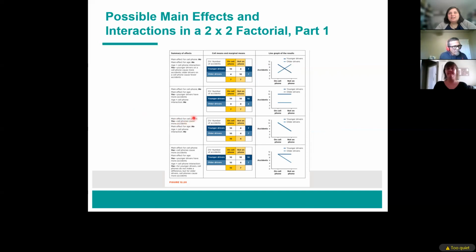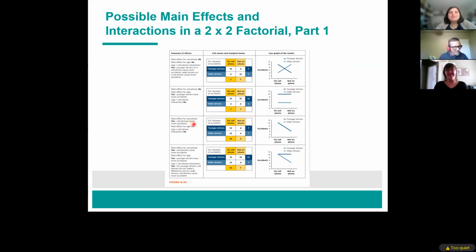All right, so let's see. Is there a main effect for cell phone? No, 7-7. Is there a main effect for age? Yes, 10 versus 4. Alicia, is there an interaction between cell phone and age? No. No, why? The lines in the graph seem to be pretty parallel. Perfect. You got all the points. Yes. So you would get half credit if you're like, no, but you need to tell me why.